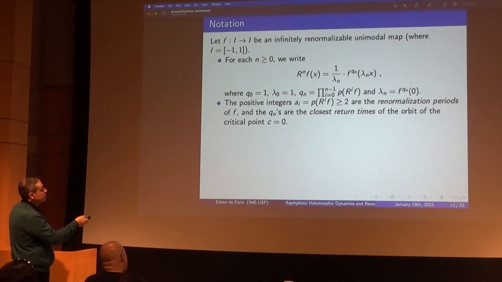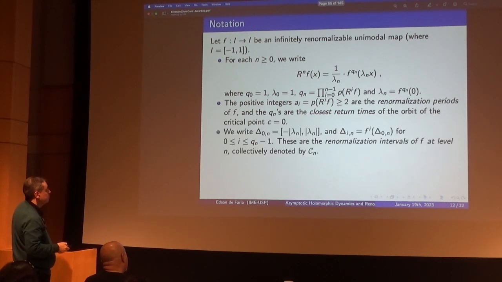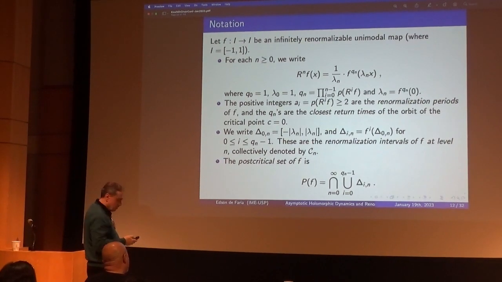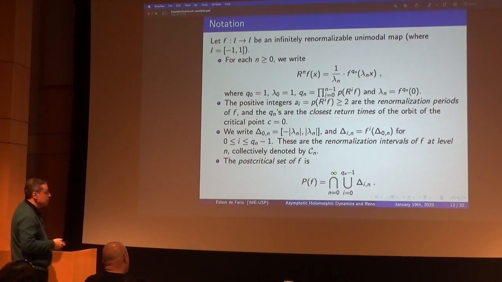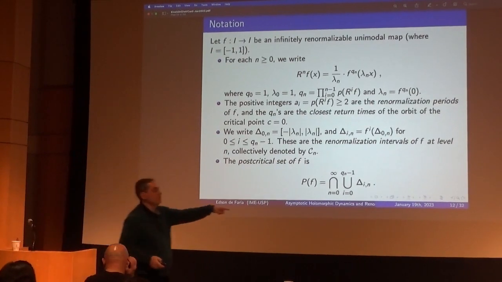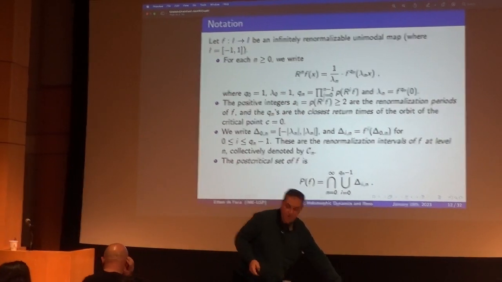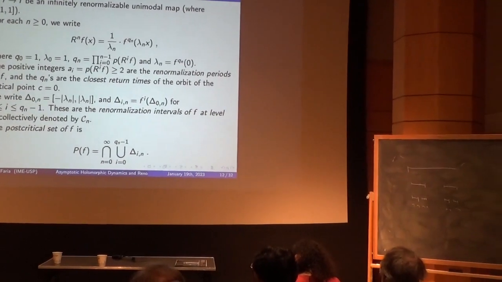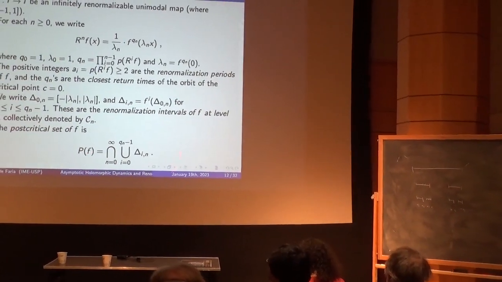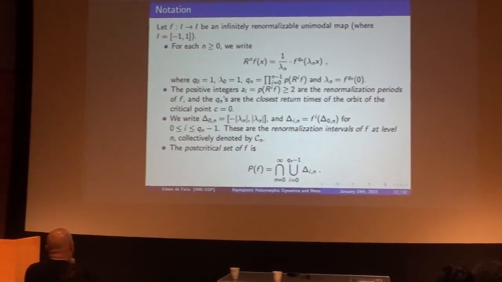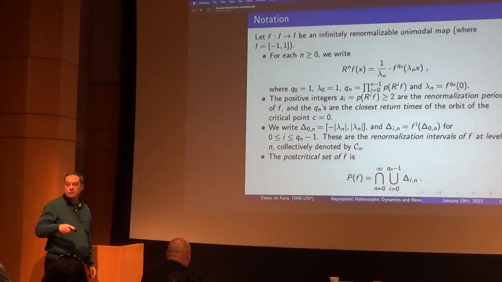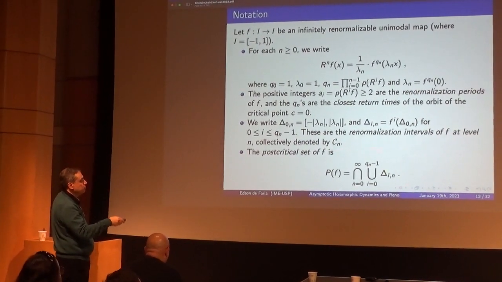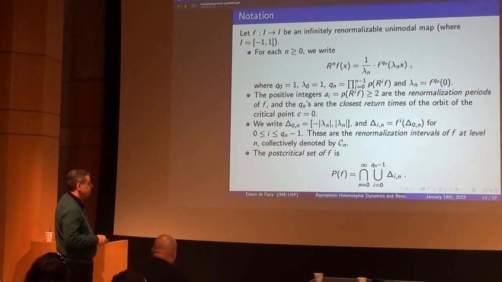So like I said, these guys are called periods, and a map is renormalizable of bounded type if these periods are bounded, and if you take the union of these intervals at each level, and then you take the intersection of these sets, you morally are getting a Cantor set, which is the post-critical set of the map. Okay, it's precisely the closure of the forward orbit of the critical point. Okay, the forward orbit of the critical point is dense on this set.